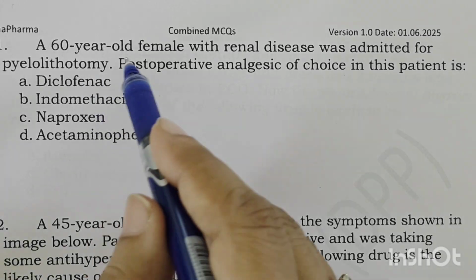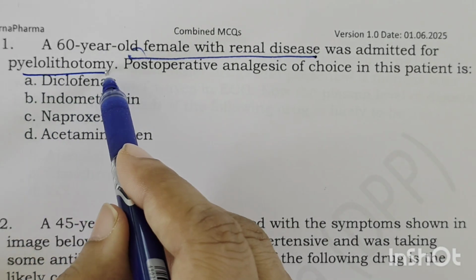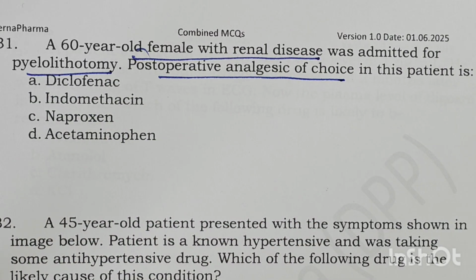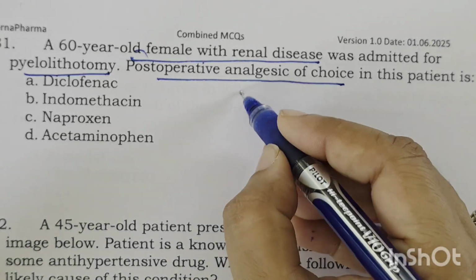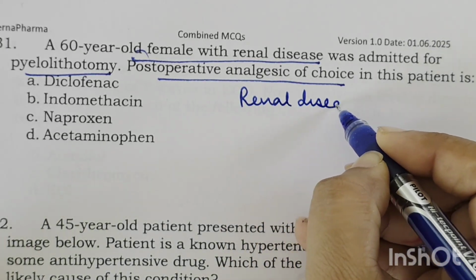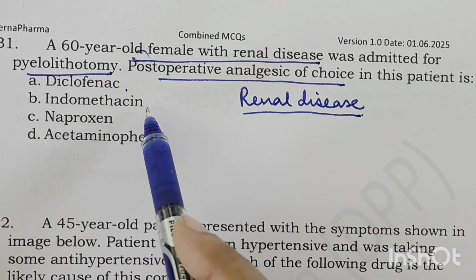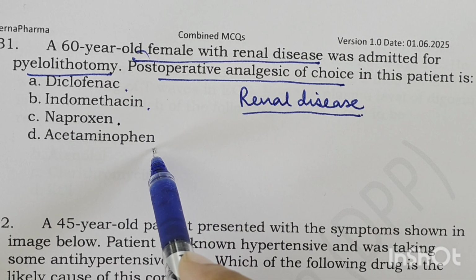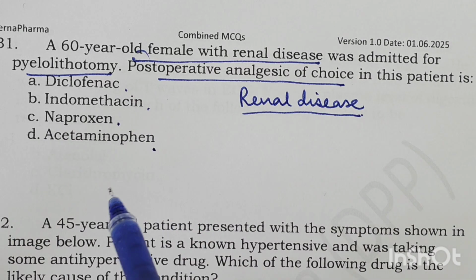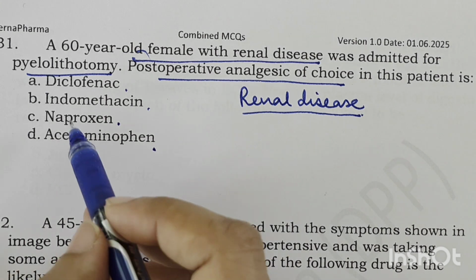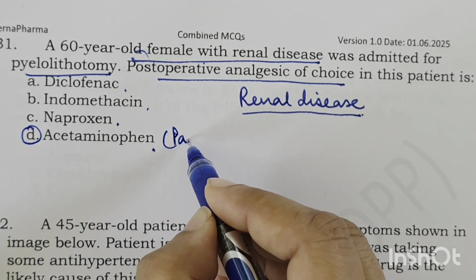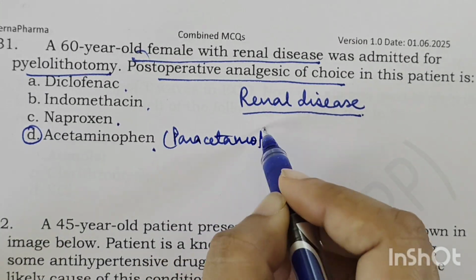Next question. A 60-year-old female with renal disease admitted for pyelolithotomy. The post-operative analgesic of choice in this patient will be? Now, the patient is already a case of renal disease, meaning there is renal toxicity. In this case the analgesic options are diclofenac, indomethacin, naproxen and acetaminophen. Most of the NSAIDs can result in renal toxicity. So here we will use acetaminophen, that is paracetamol, which has the least analgesic nephropathy, right?